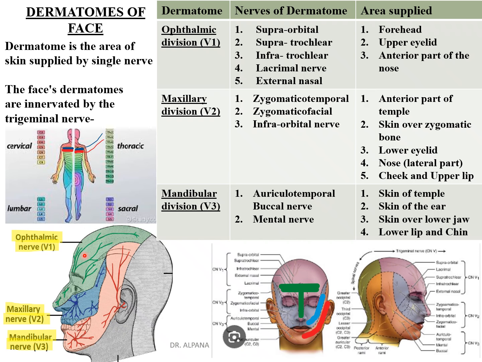The dermatome of the ophthalmic nerve is supplied by supratrochlear, supraorbital, lacrimal nerve, infratrochlear, and external nasal nerve. Through these five nerves, the area supplied is forehead region, upper eyelid, and the anterior part of the nose.